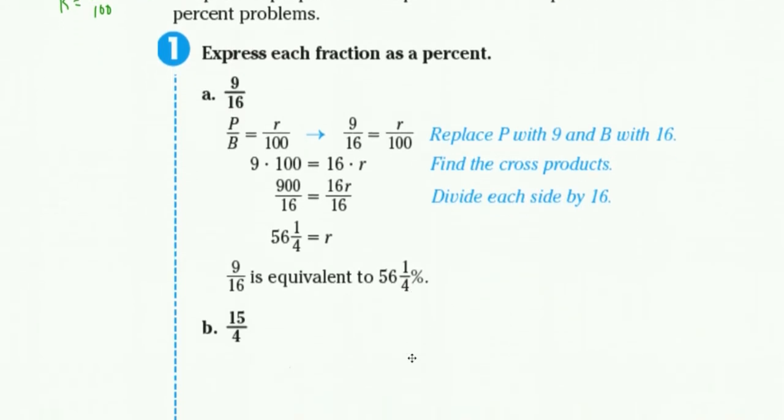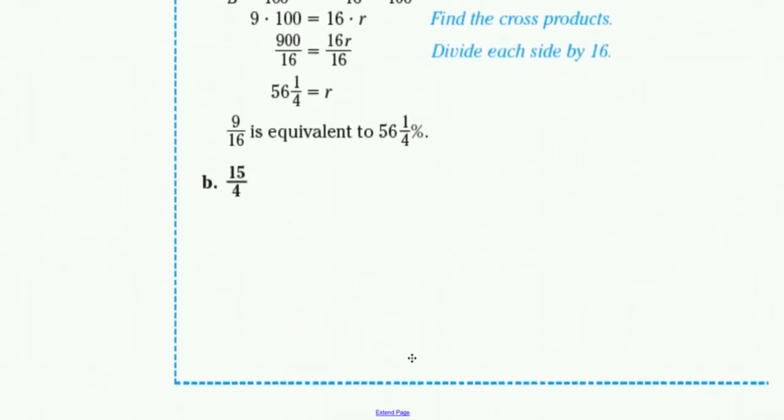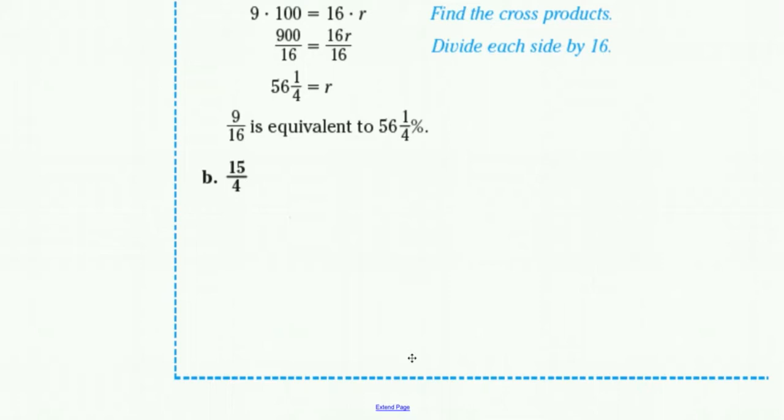Let's take a look at example 1b, 15 over 4. We want to express this as a percent. Again, we use the percent proportion P over B equals r over 100.